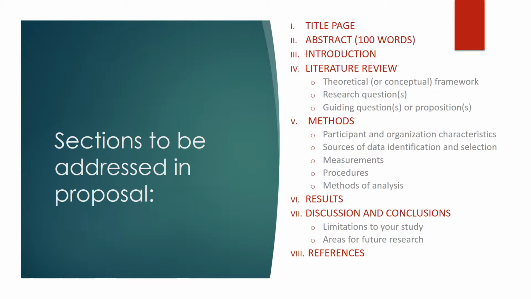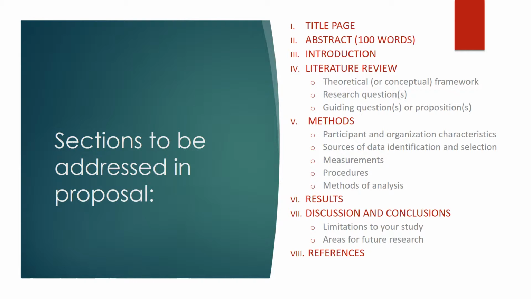You will have a title page, an abstract of a maximum of 100 words, an introduction section, followed by your literature review. And in your literature review, you will discuss the theoretical or conceptual framework, your research question or questions. You will also identify some guiding questions or propositions that you would be utilizing to guide your research and data collection. The next section, methods, is the most detailed section for this research proposal.